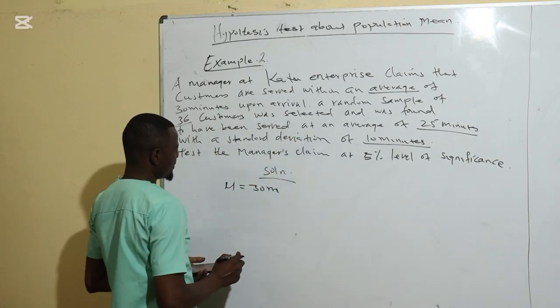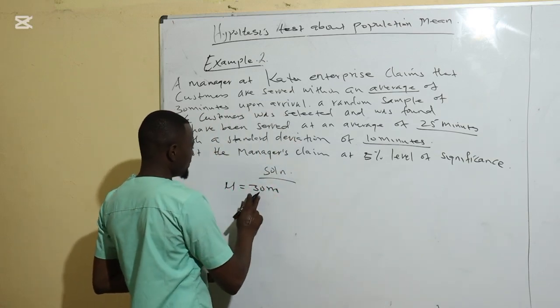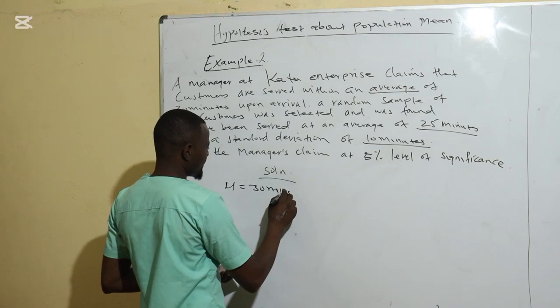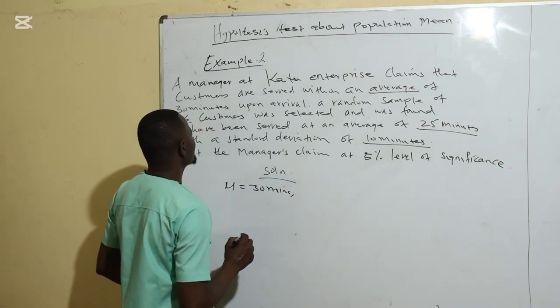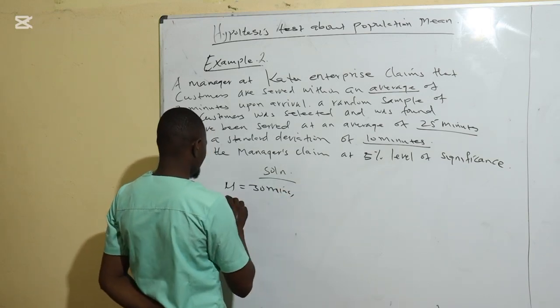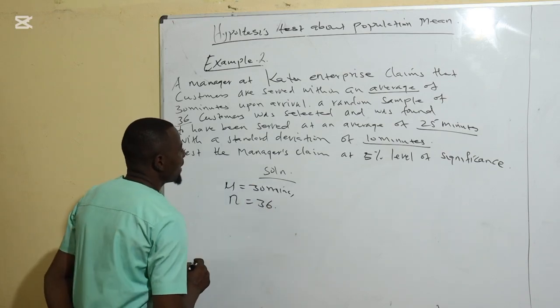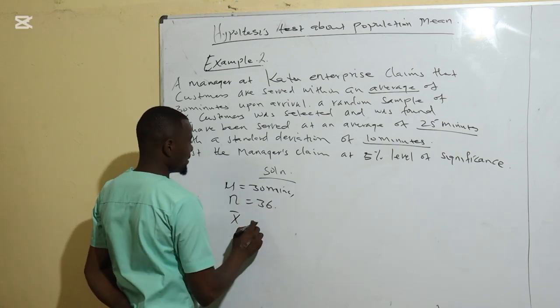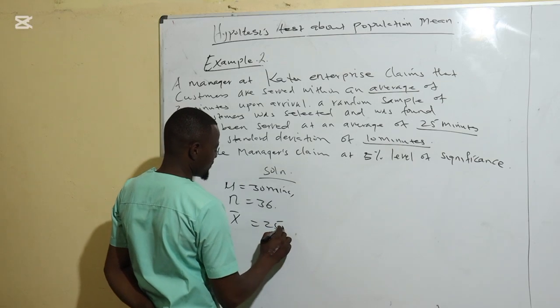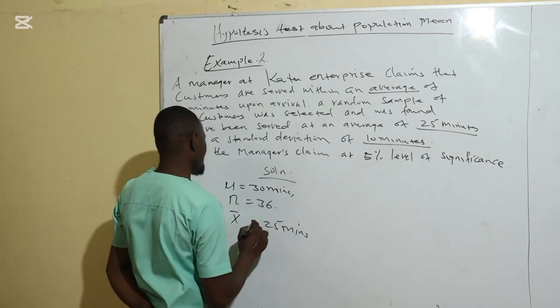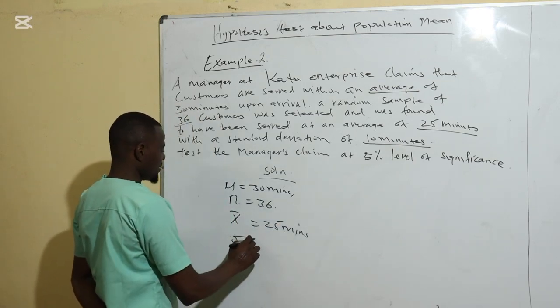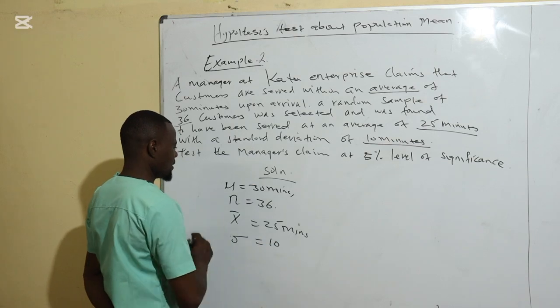So let's summarize our data. We have mu. Mu is 30 minutes. What else do we have? We have n, 36 customers. And out of 36, the mean came to be 25 minutes. That is the x bar. And the standard deviation is 10.